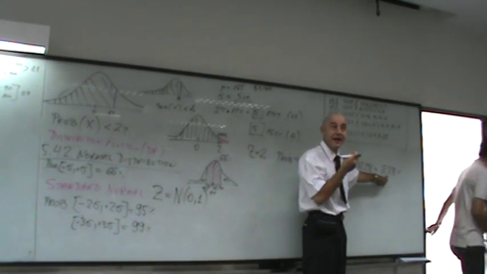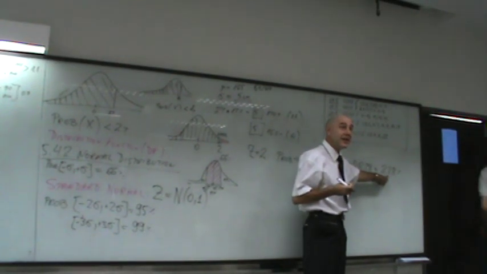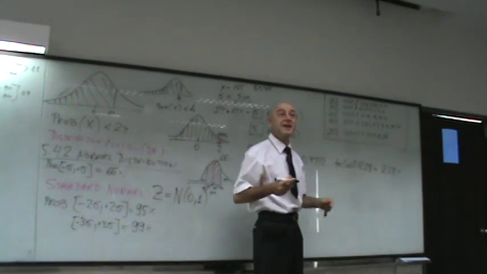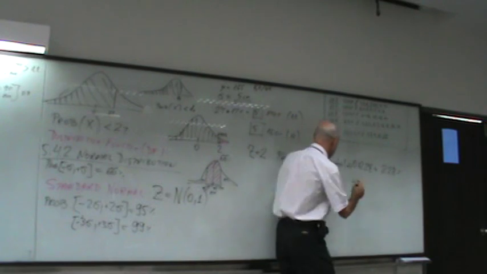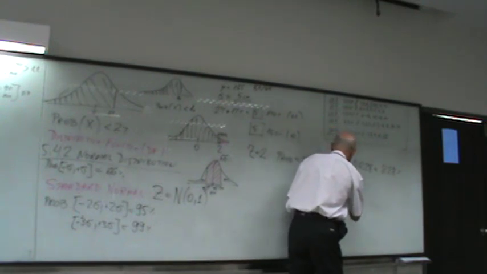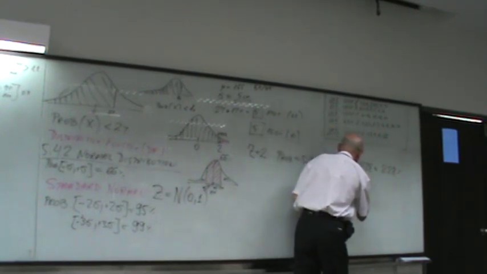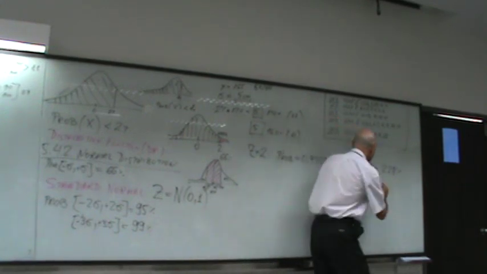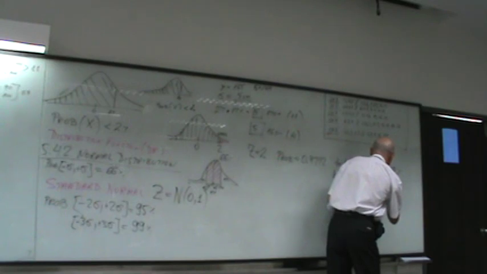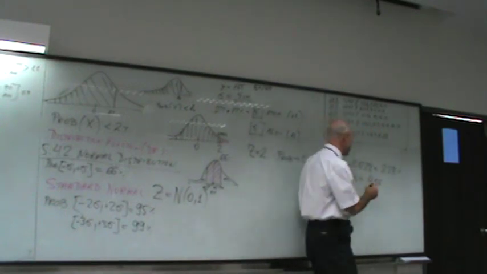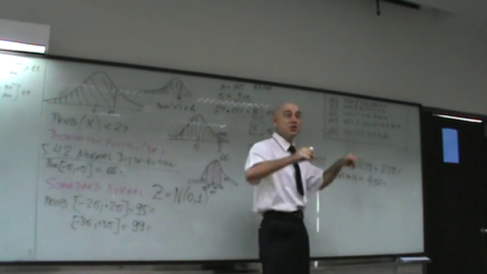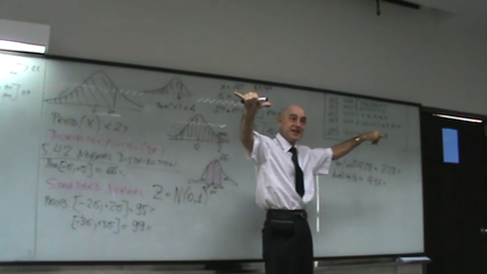Is that both tails? Well, I don't think so. That's the right tail probability. Now, when you take the left tail and the right tail, both tails, it's got to be double. So both tails is going to be 4.56%. Okay? So the two tails will be 4.56.